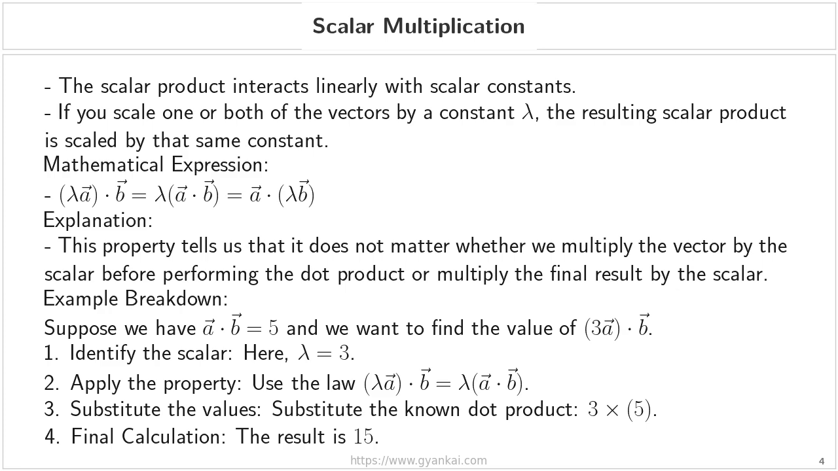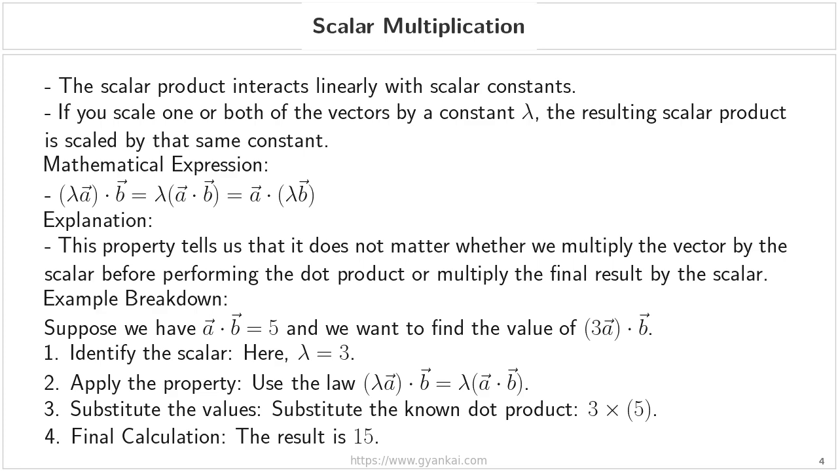Suppose we are given that vector a dotted with vector b equals 5, and our goal is to find the value of 3 vector a dotted with vector b. First, we identify our scalar, which in this case, lambda, is 3. Next, we apply the property we just discussed, bringing the 3 outside of the dot product, so the expression becomes 3 times the quantity vector a dotted with vector b. Then, we substitute our known value into the expression, which gives us 3 times 5. Finally, after our calculation, we find that the result is 15.